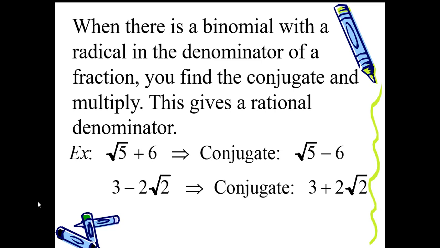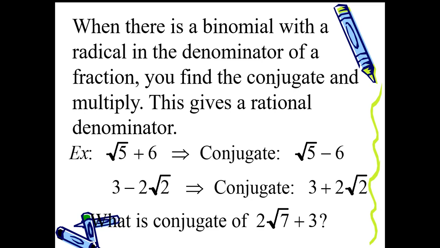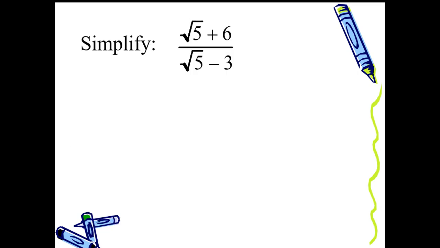It's a trick, not a rule like this. I change the sign in between. So what is the conjugate of 2 radical 7 plus 3? It's 2 radical 7 minus 3. Then let's try to rationalize this one. I don't care about my numerator. I need to multiply the denominator by the conjugate. What is the conjugate of radical 5 minus 3? It's radical 5 plus 3.